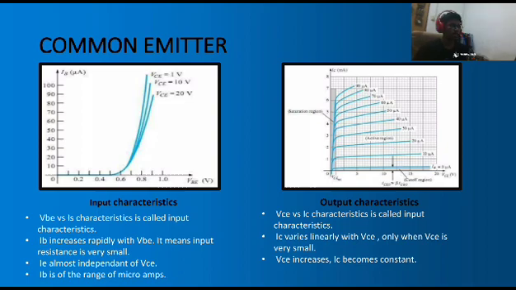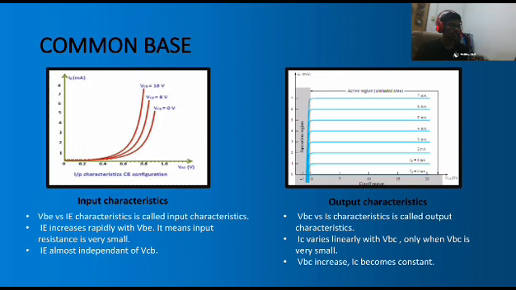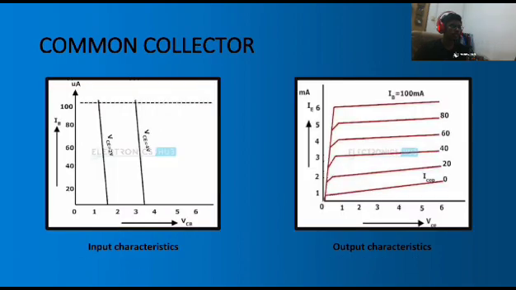After that, common base. In common base, the VBE versus IE characteristic is the input characteristic. IE increases rapidly with VBE, which means the input resistance is very small. For the output characteristic, VBC versus IC is called the output characteristic. IC varies nearly linearly with VBC only when VBC is very small. And last is common collector. Here is the graph for the input characteristic and also the output characteristic.